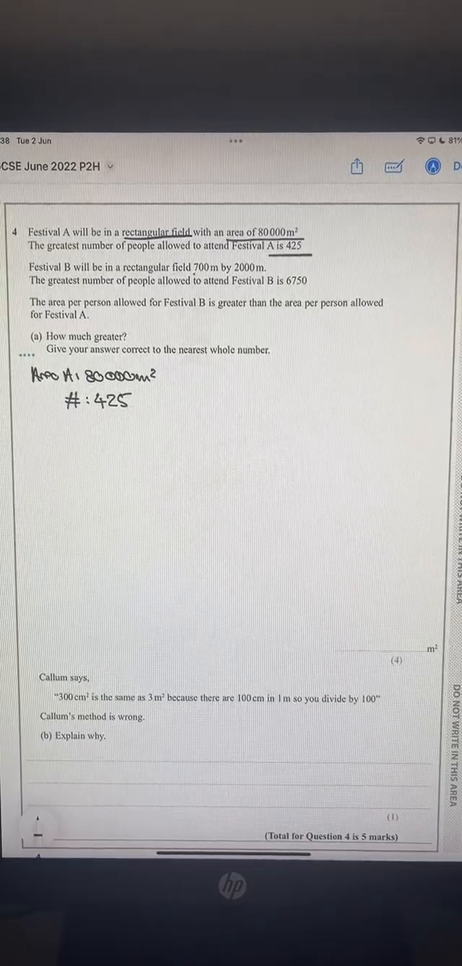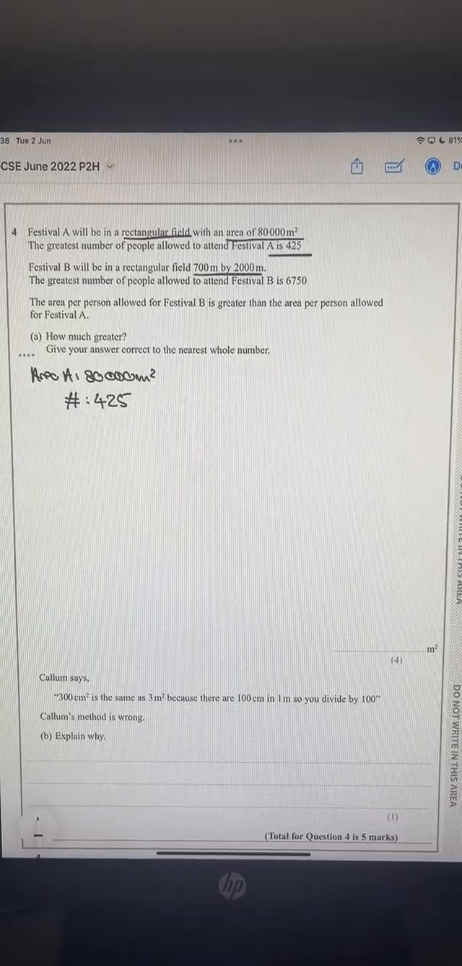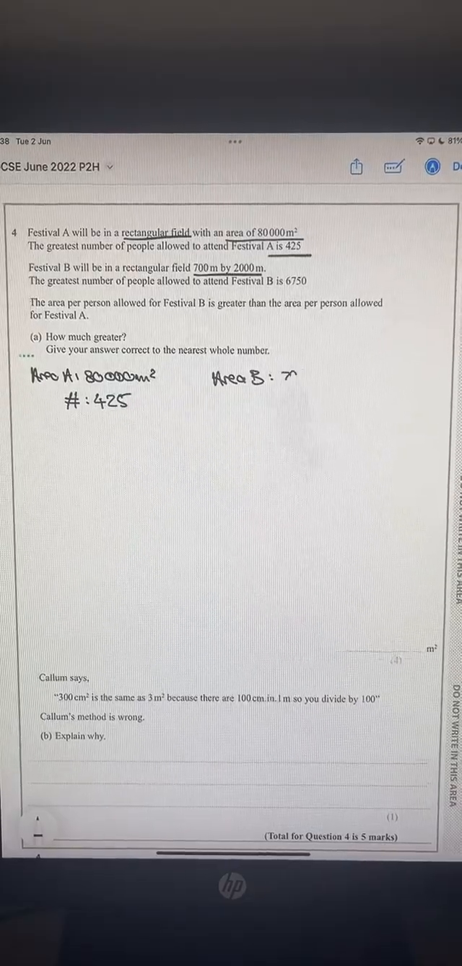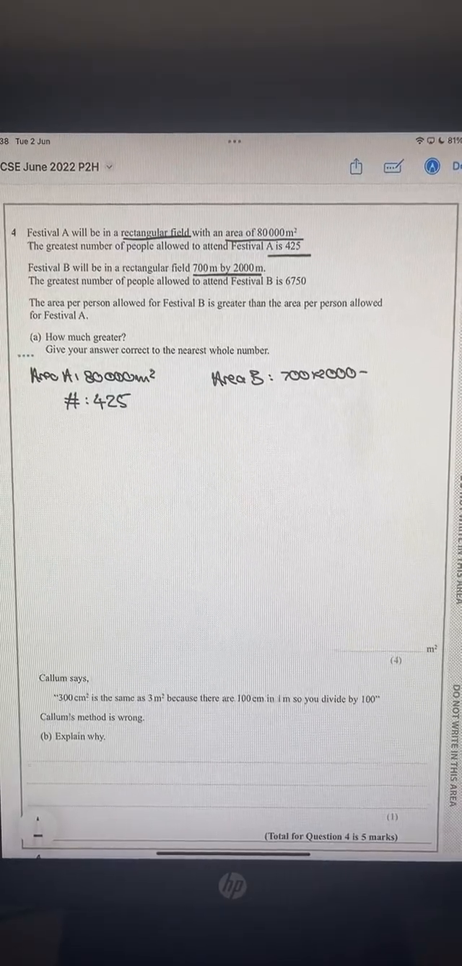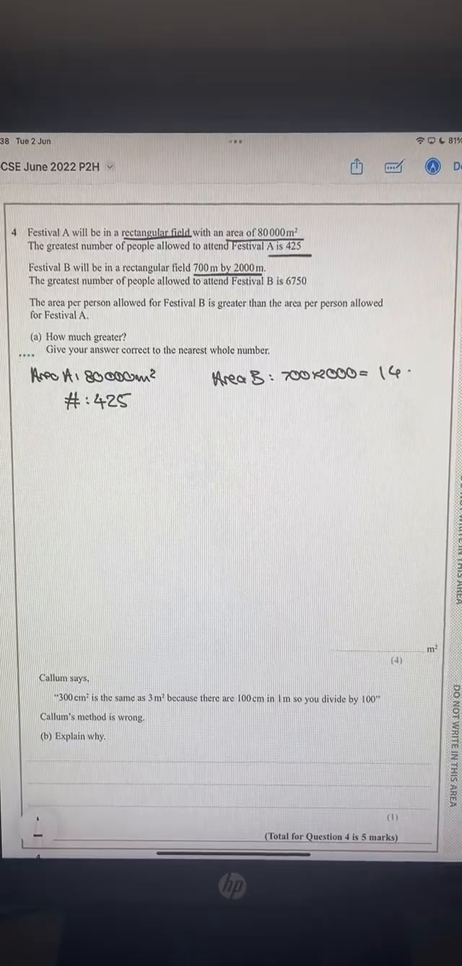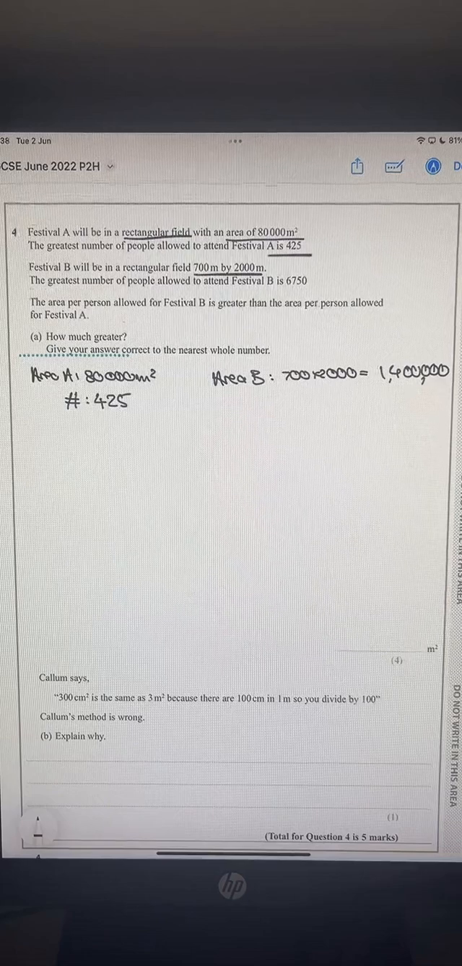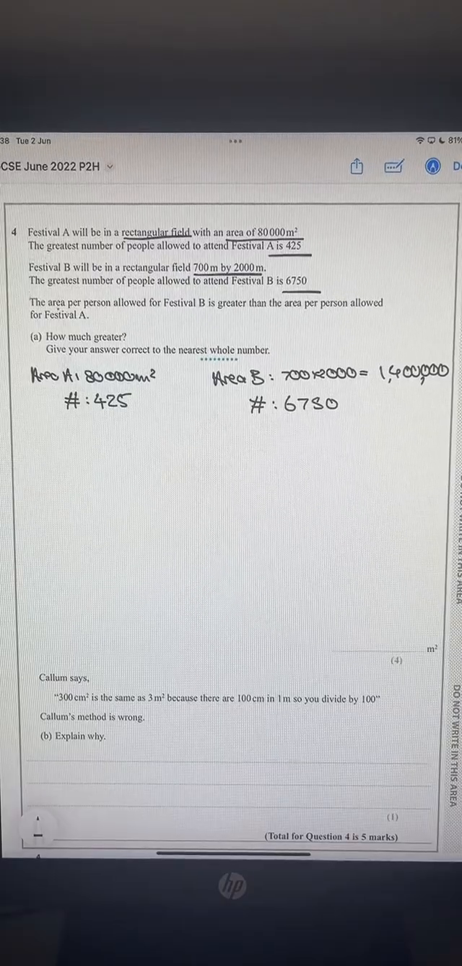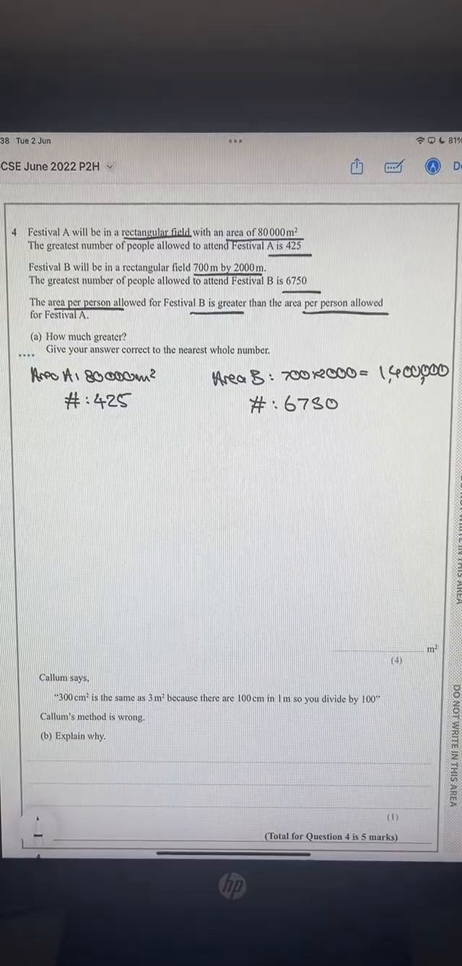Festival B will be in a rectangular field of 700 by 2,000 meters, so I just need to find the area of B, which is not bad. I just have to do 700 times 2,000, and I get 1, 4, and then how many zeros? 5 zeros. So that's 1, 2, 3, 4, 5. That is 1,400,000 meters squared. And then the number of people allowed to attend is 6,750 people.